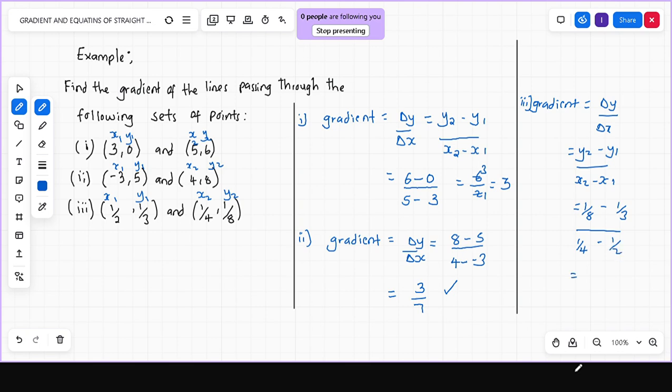So 8 minus a third, you get 5 over 24 as the numerator, divided by negative a half. So it is 5/24 over negative a half, and this gives negative 5 over 12. And that is the answer to the gradient of the third line, and it is very simple.